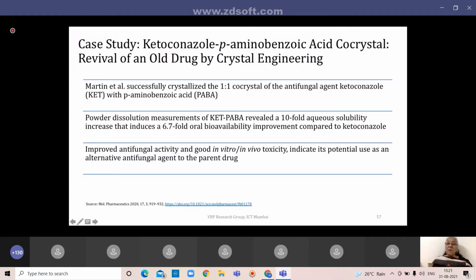So is water solubility the only thing? See, you know, there are drugs which have very good permeability. So all you have to do is make them soluble so that they can give you the gradient which is required. So by doing that, it has given them 6.7-fold oral bioavailability improvement too. And obviously, you know that PABA is not toxic. So they've used PABA as a co-former here. So this gives the results.